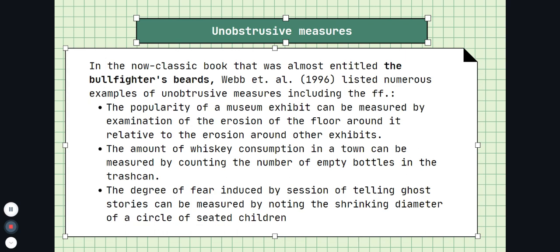Next, the amount of whiskey consumption in a town can be measured by counting the number of empty bottles in the trash can. So they can see the amount by the number of empty bottles. Say for example, if there are many empty bottles, it means there is high whiskey consumption in a town, since they consumed it, and the empty bottles are the evidence that a town is having a high amount of whiskey consumption.